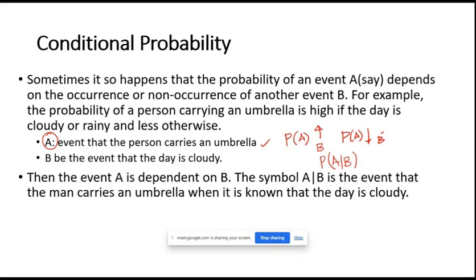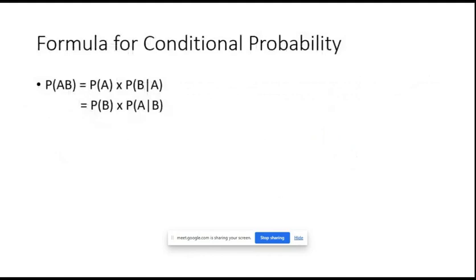We will see subsequently some business examples of how A is influenced by B, and we will also solve problems of probability. So let us go to the next slide. Here we get the formula.